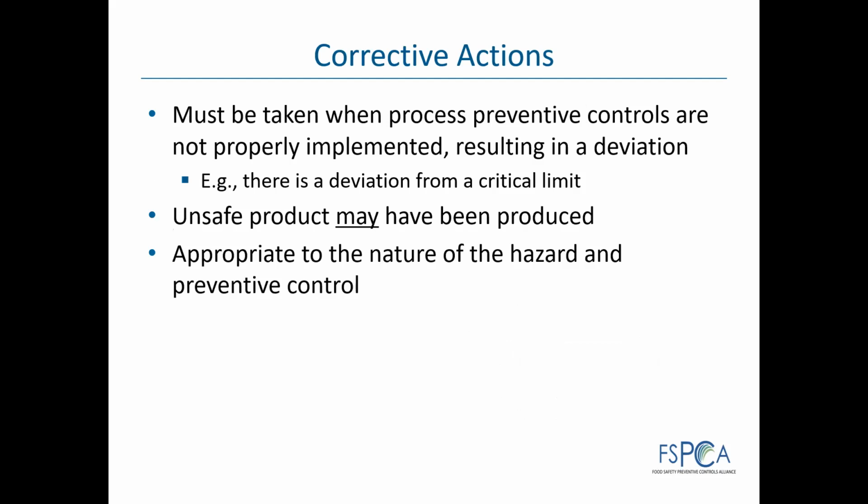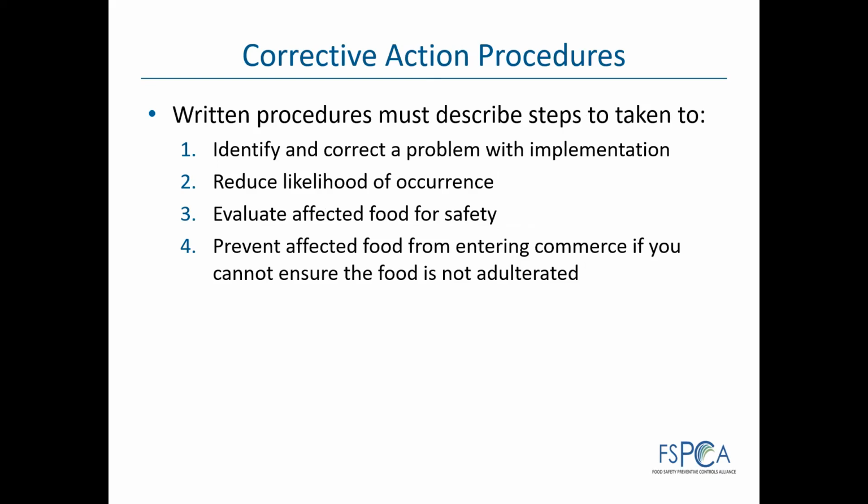They must be taken when process preventive controls are not properly implemented, because that will result in a deviation, which means there's a deviation from the critical limit. The reason why it is important: if you don't do corrective actions, unsafe food will be produced. And so, how to do the corrective actions, we need to understand the nature of the hazards and the preventive control.